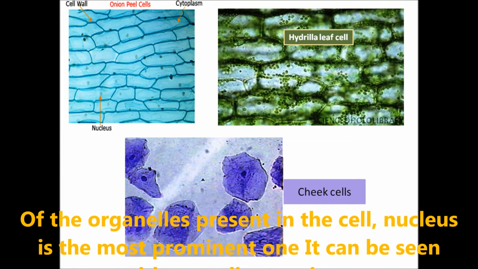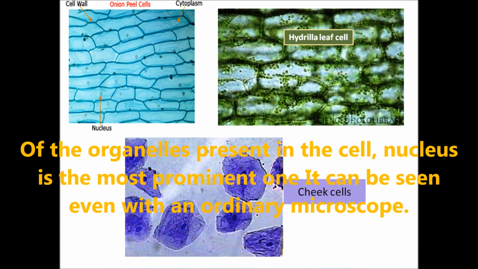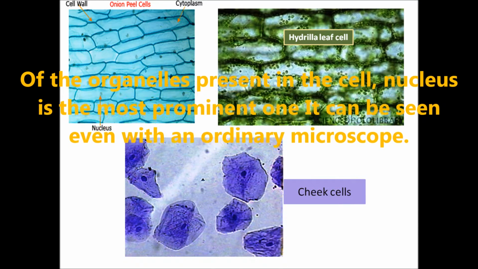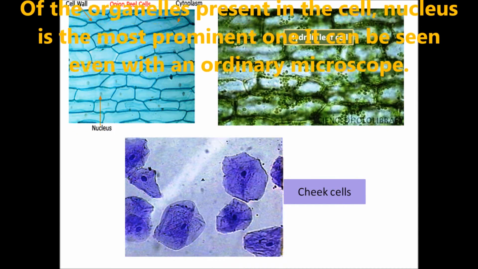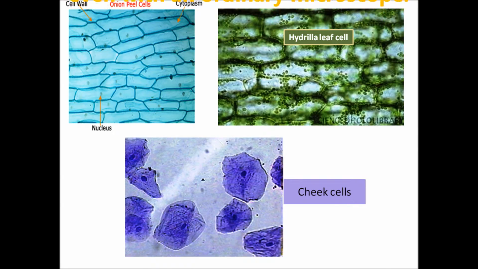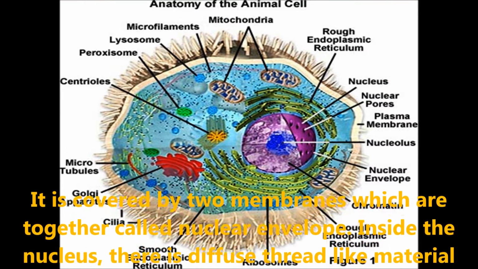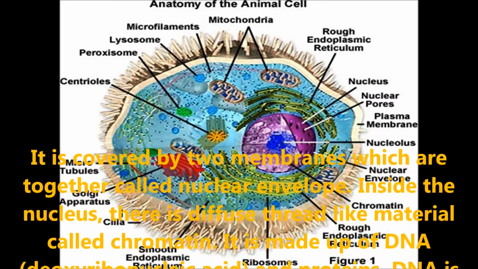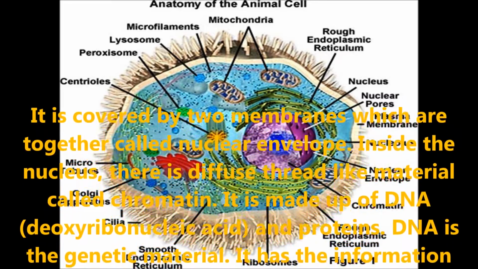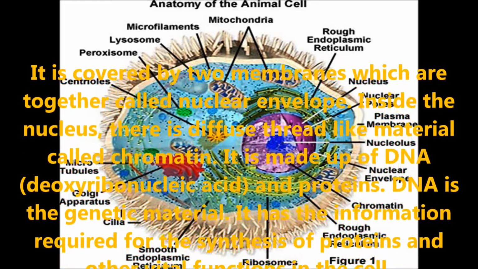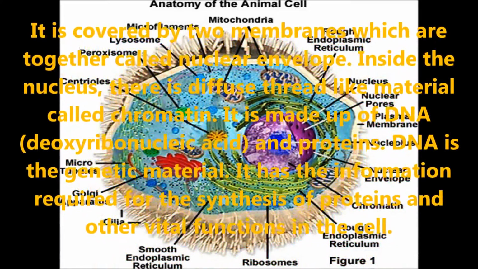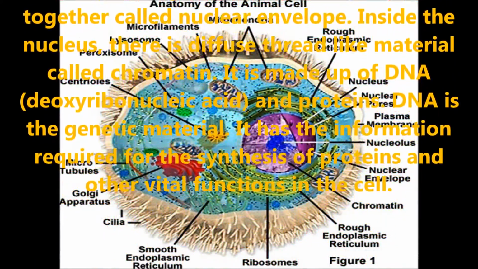Of the organelles present in the cell, the nucleus is the most prominent one. It can be seen even with an ordinary microscope. It is covered by two membranes which together are called the nuclear envelope. Inside the nucleus, there is a diffuse thread-like material called chromatin. It is made up of DNA and proteins.